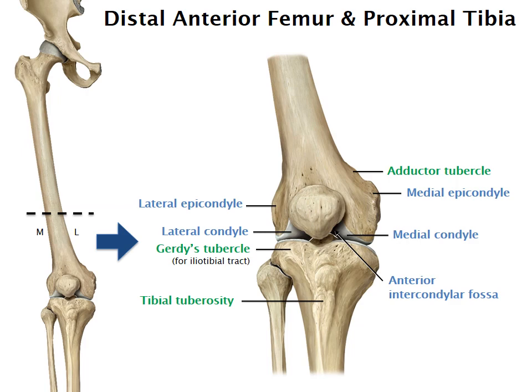Of the bony landmarks of the distal femur and the proximal tibia, those in green represent key points of muscular attachment. Gerdy's tubercle is a bump on the lateral aspect of the tibia where the iliotibial tract inserts. The adductor tubercle is where the adductor magnus attaches, and the tibial tuberosity is where the patellar ligament attaches.